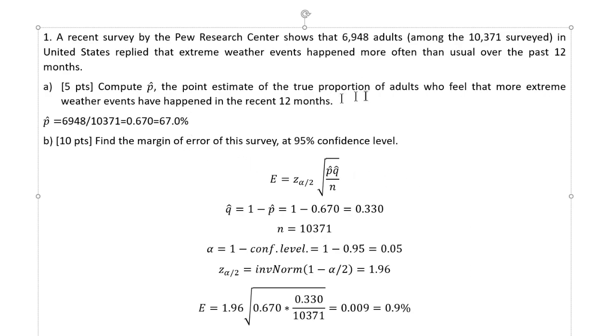So the true proportion of adults believing that there is more extreme weather happening recently is between 66.1% to 67.9%. And we know that with 95% confidence. I mean, it could be that somehow our representation was poor. Just by chance, we got a value that was skewed towards one or the other, but that would happen less than 5% of the time. All right, so that's what we get for the margin of error. Let's move on.